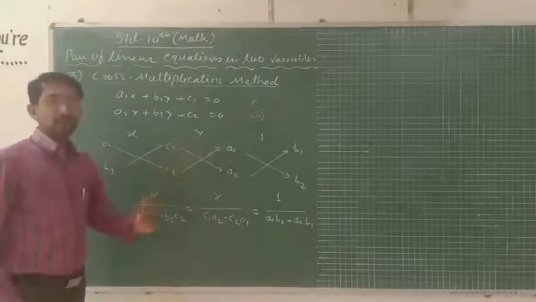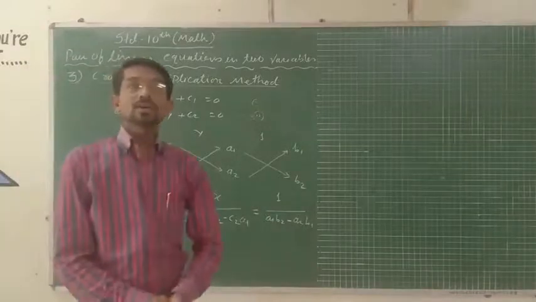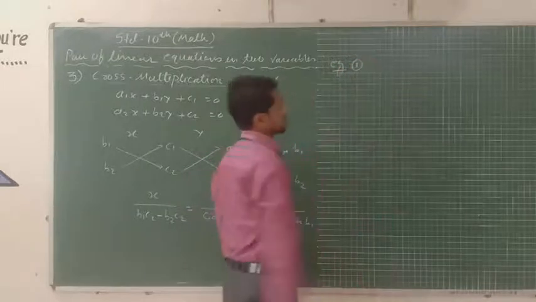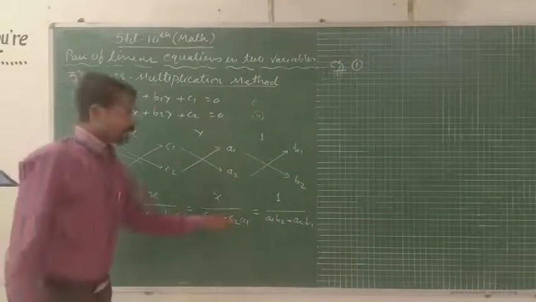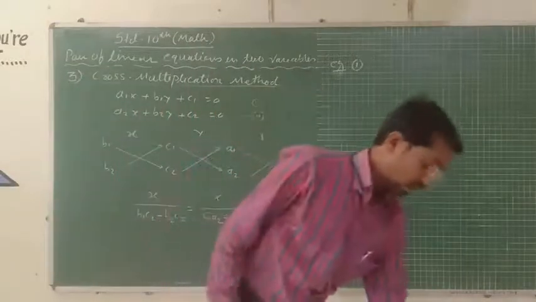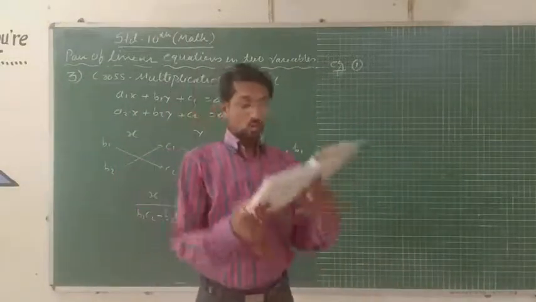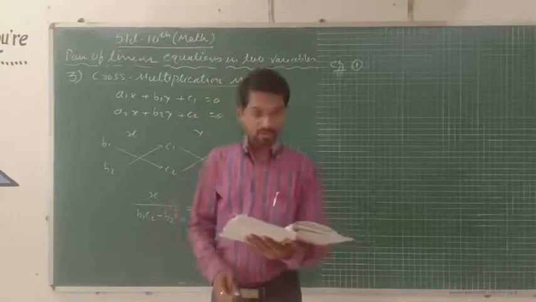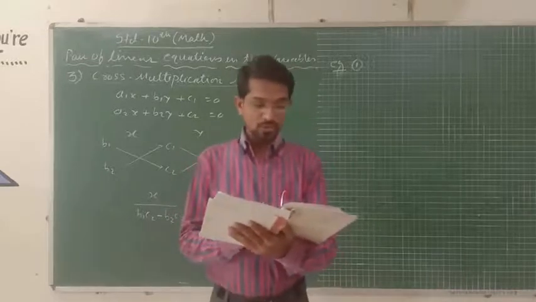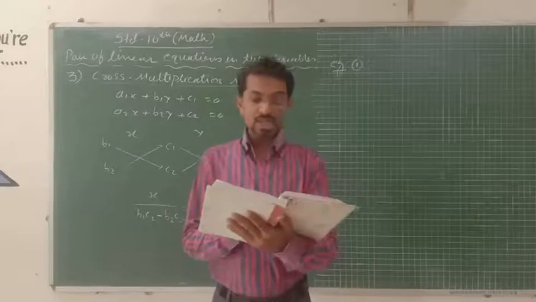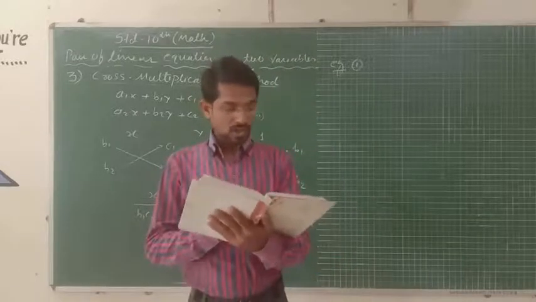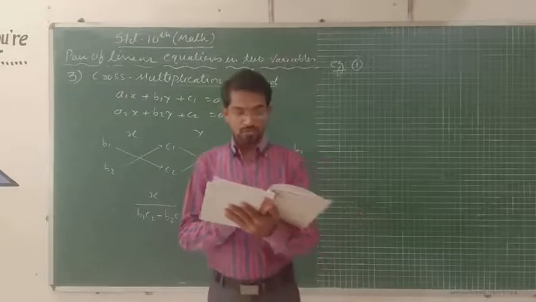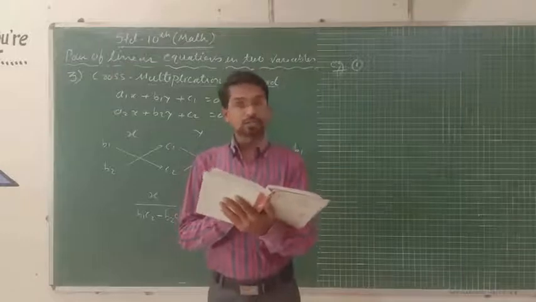Like this we have to use it to find the solution. See how it is applied directly, taking one example from your textbook. Just go through it. The first question from exercise 3.5: which of the following pairs of linear equations has a unique solution, no solution, or infinitely many solutions? In case there is a unique solution, find it by using the cross multiplication method.